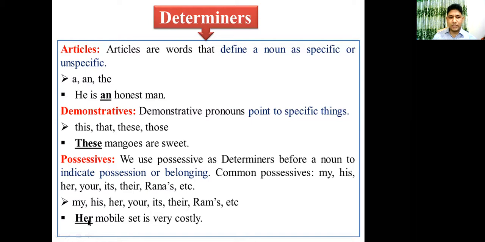There is an example. You see, her mobile set is very costly. You see, mobile is a noun and her is the possessive form of what? She. So there is a relation between her and mobile, and these types of relation are identified by using possessives. Her mobile set is very costly.